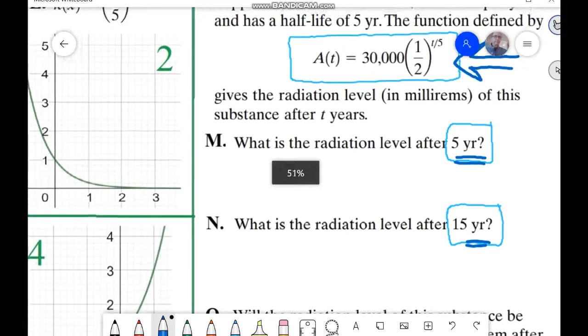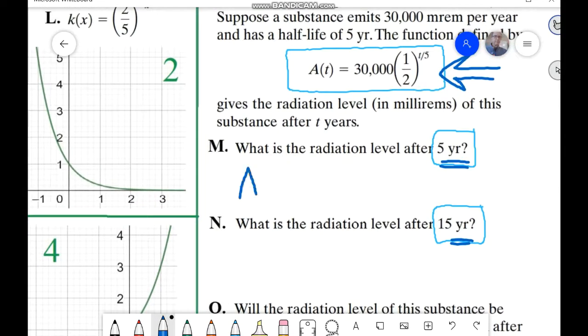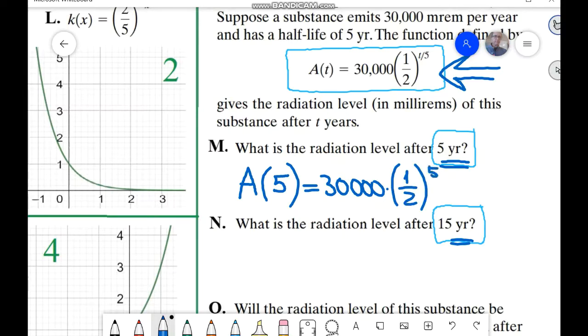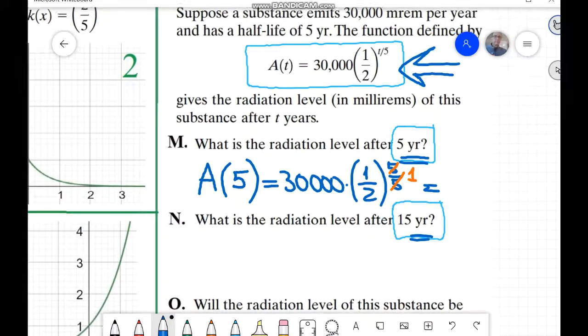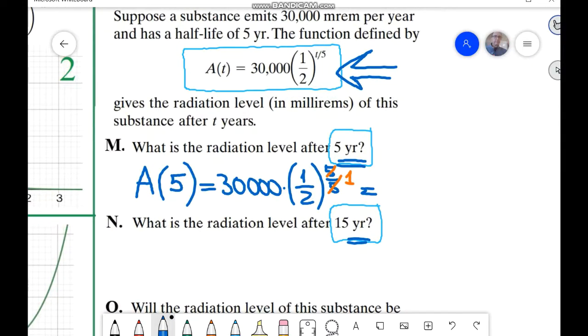Check, for letter M, we have the function A of t, with t equals 5 years, equals 30,000 times 1 over 2 to the 5 over 5. And 5 over 5 is 1, right? So this is 30,000 times 1 over 2, which is 15,000. That's for letter M.